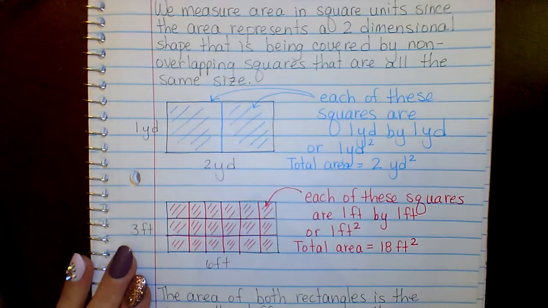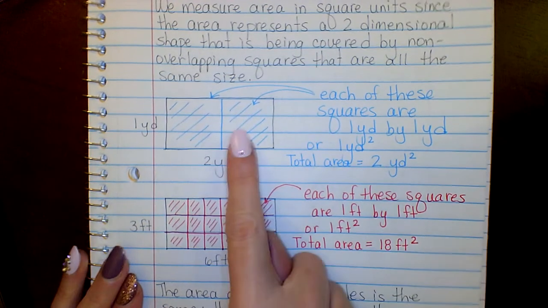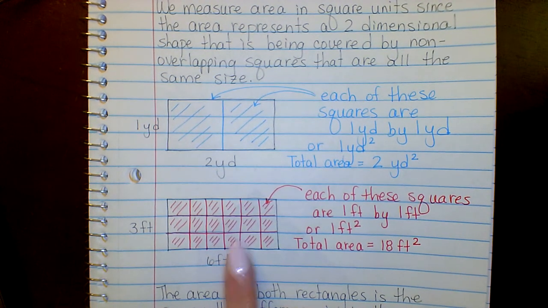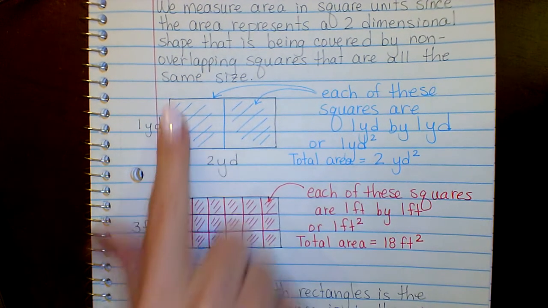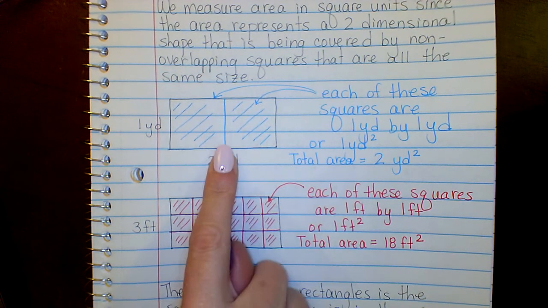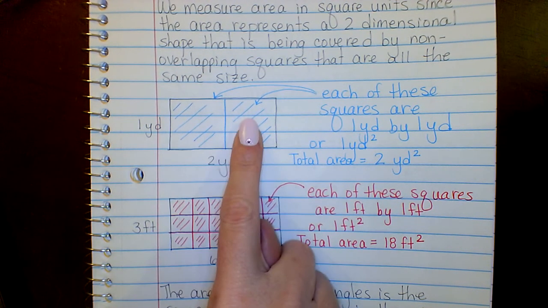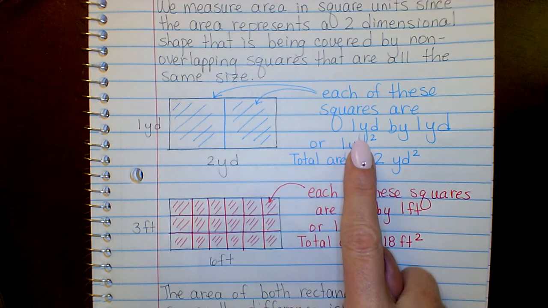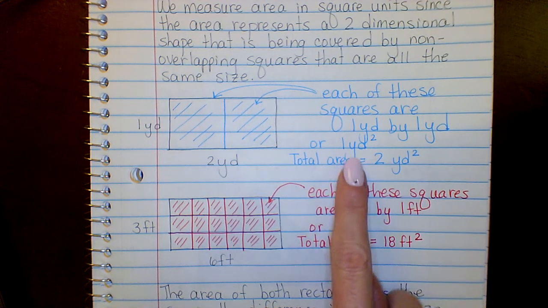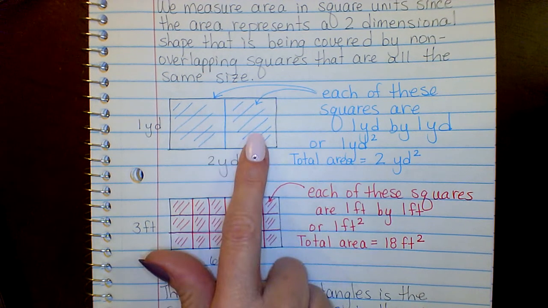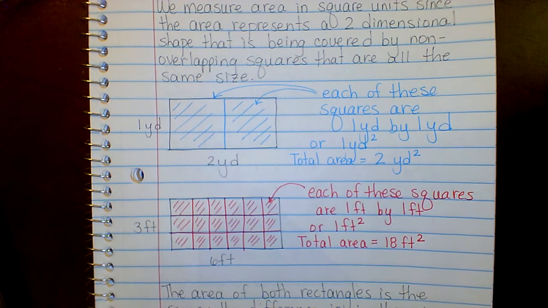So, for instance, I drew a same-size rectangle, or at least I tried to make it the same size. This one is 1 yard by 2 yards. If I split it down the middle, then each one of these is what's called a square yard. It is 1 yard by 1 yard, or 1 square yard. The total area is 2. It takes 2 squares to cover that.